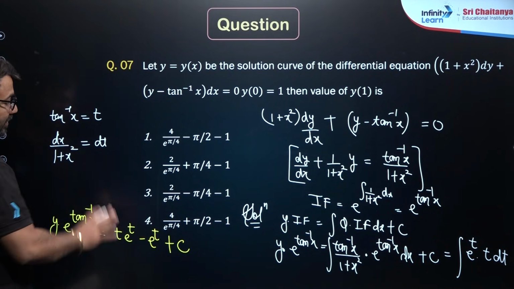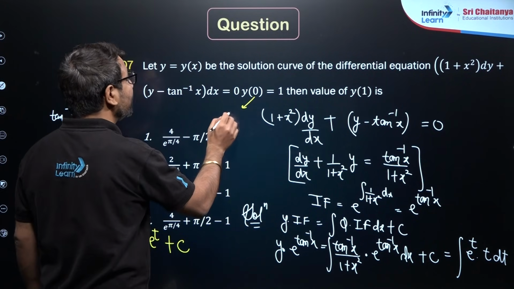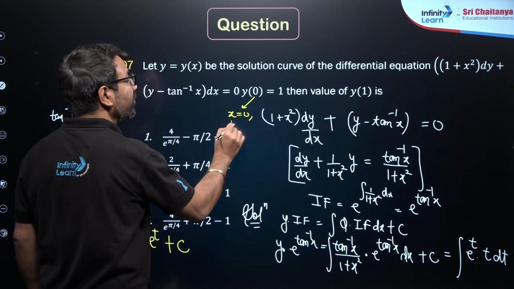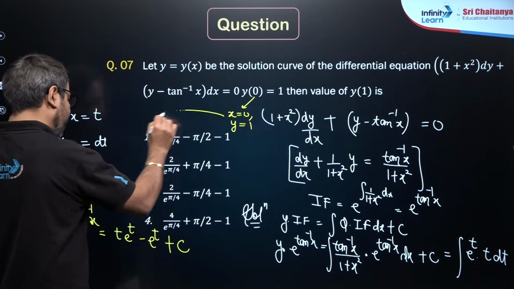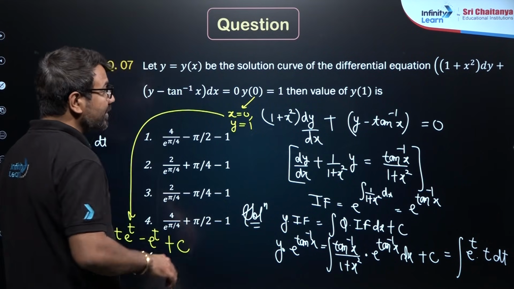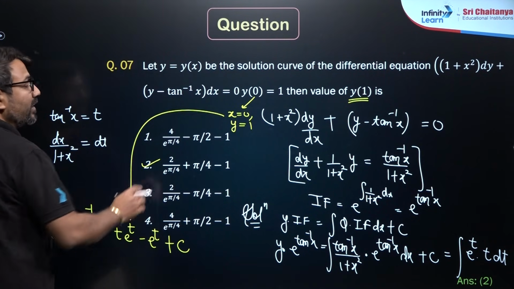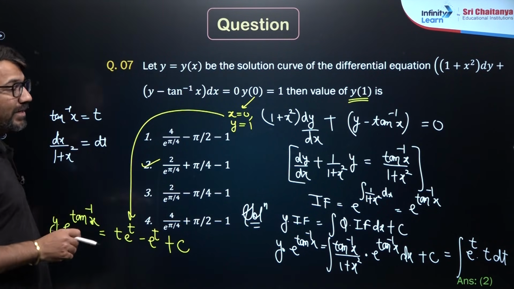The t value will be replaced with tan inverse x after the integration, and you will be taking the value of x as 0 and you will have y value 1. If you substitute here, you will be able to get the value of c. Once you have c, then y of 1 is very easy for us to evaluate, which will be obtained as the second option, my dear students.